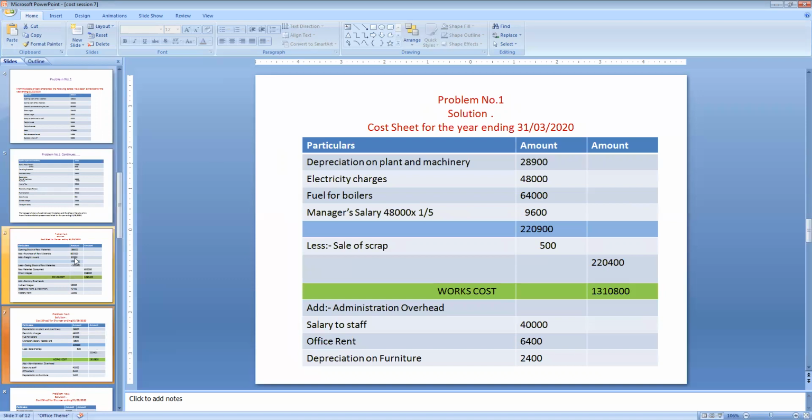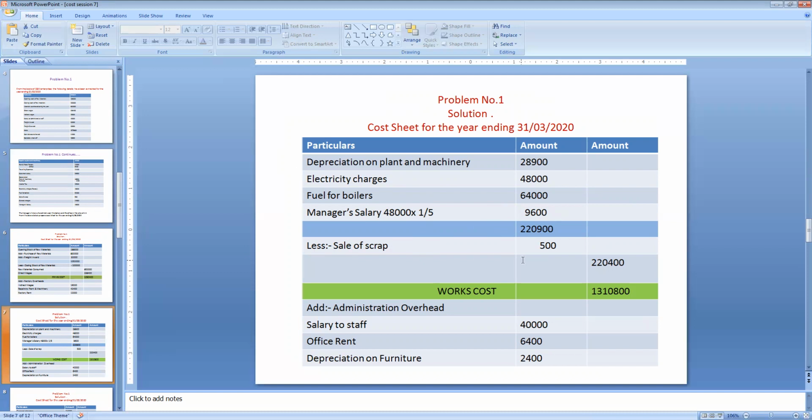And the next one is the manager's salary, very clearly given out of the total salary paid. It is in the ratio of 1 to 5, because he takes care of both the factory as well as the office. So the 1 ratio has to be shown in the factory, and the 4 ratio has to be shown in the office. So 1 plus 4 is 5. Out of the total 5, 1/5 and 4/5 has to be shown. So 1/5 of the manager's salary out of 48,000 is 9,600. And there is a sale of scrap. Altogether we add all these values, it becomes 2,20,900.